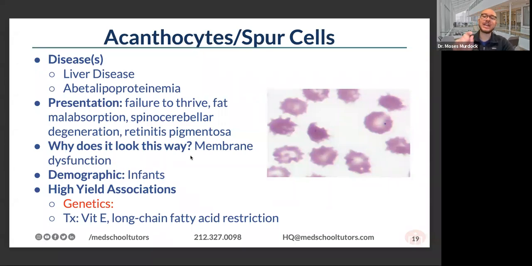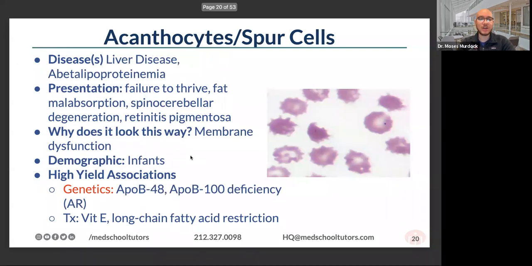The clue is that it has to do with how regular and how uniform the projections from the red blood cell membrane are. And of course, someone already beat me to the chat. Acanthocytes, spur cells are irregular or more irregular, whereas the Burr cells, as we'll see in a few slides, are more regular.